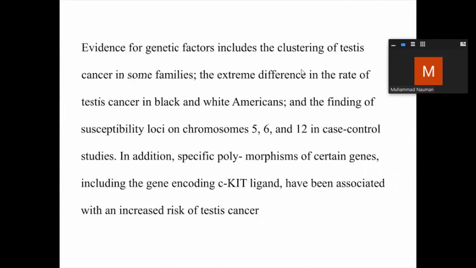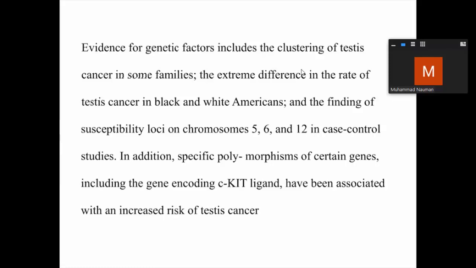The evidence for genetic factors includes the clustering of testis cancer in some families, the extreme difference in the rate of testis cancer in black and white Americans, and the findings of susceptibility loci on chromosomes 5, 6, and 12 in case control studies. These are studies which have been held in developed countries. In addition, specific polymorphisms of certain genes, including the gene encoding KIT ligand, have been associated with an increased risk of testis cancer.